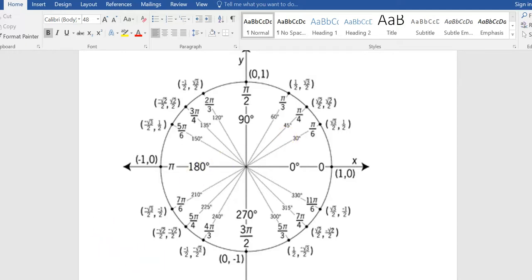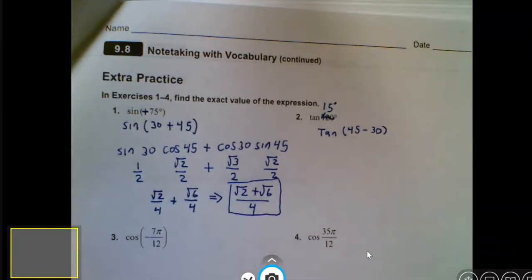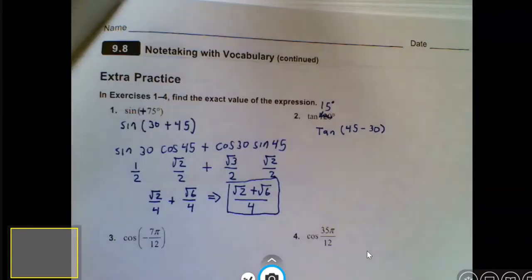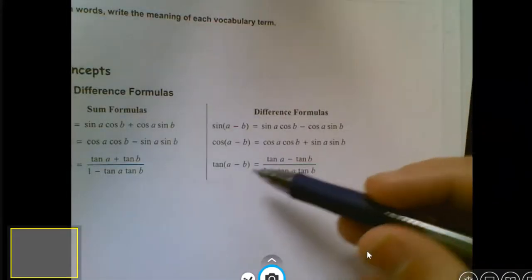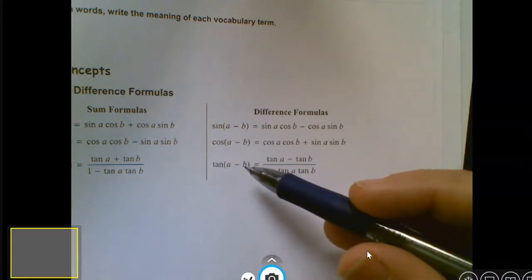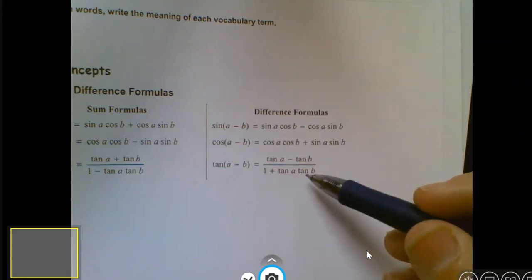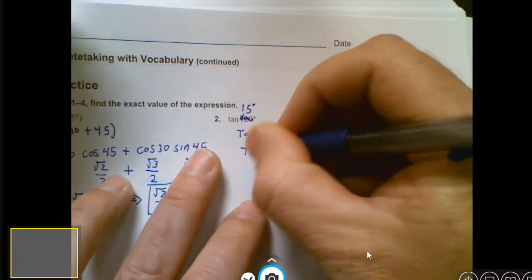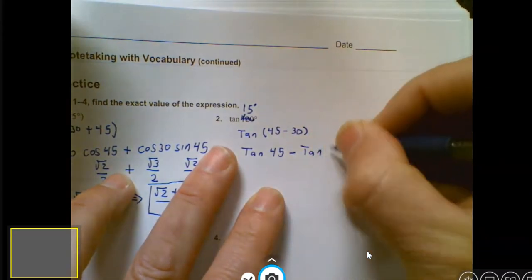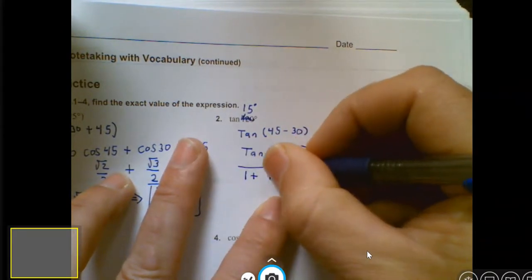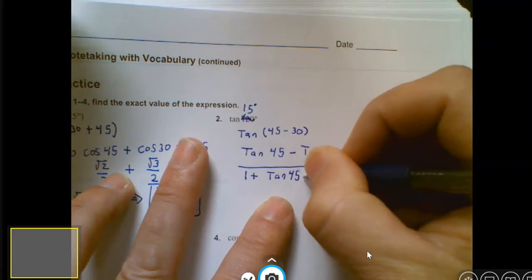Let me go back to our formula so you can see it. For the tangent of 45 minus 30, the formula is going to look like this. This is our 45 degrees, and that's our 30 degrees. So tangent 45 minus tangent 30 over 1 plus tangent 45 times tangent 30. I'm just going to write that out, and we'll plug in. So tangent 45 minus tangent 30 over 1 plus tan 45 times the tangent of 30.